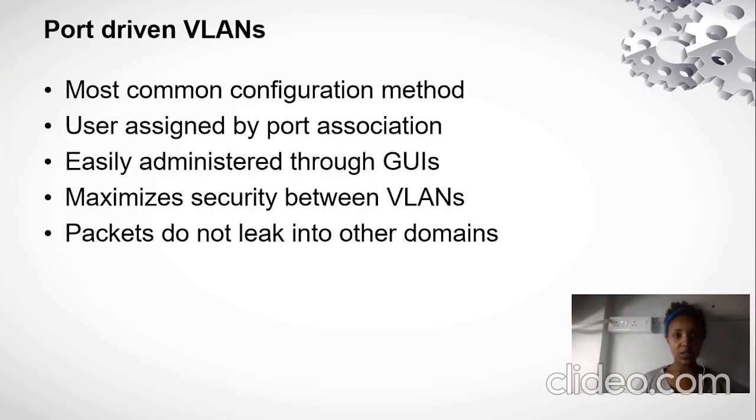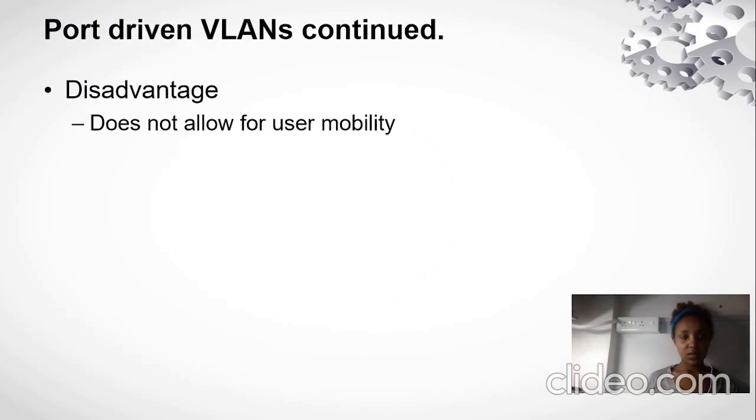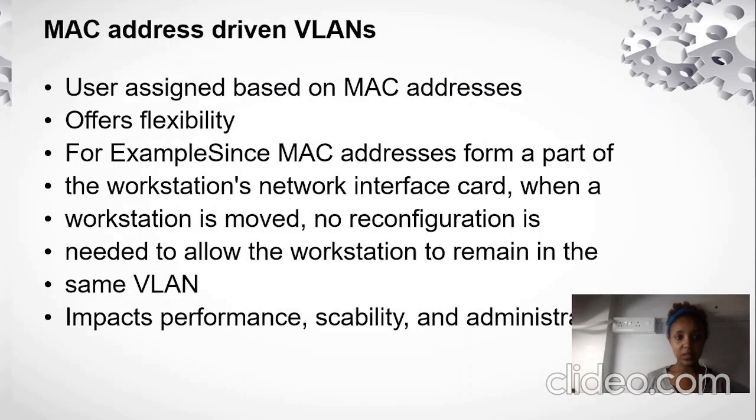The first one is port-driven VLANs, the most common configuration method, where users are assigned by port association, and it's easily administered through GUIs. It maximizes the security between VLANs. Its disadvantage includes that it does not allow for user mobility.